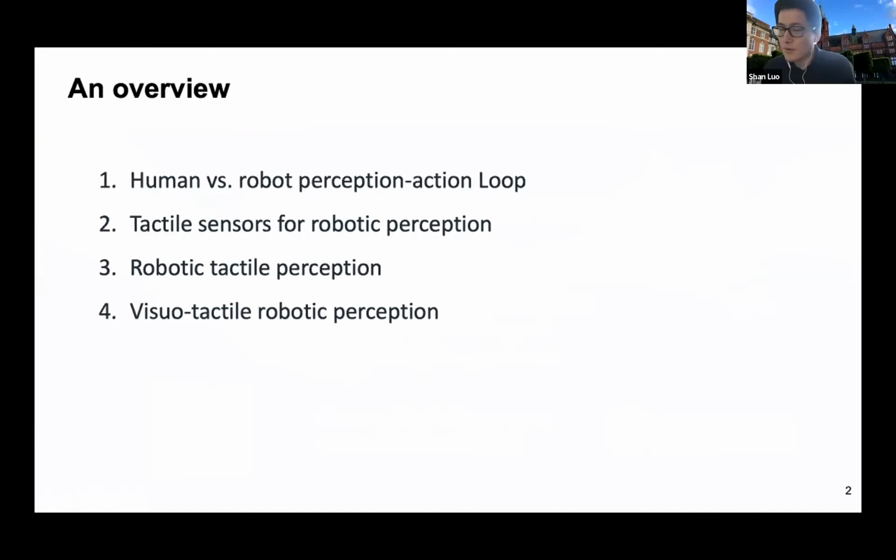So here is an overview of my talk. Firstly, I will talk about the inspirations from human tasks. I will compare the human perception action loop and also robot perception action loop, what we need for this loop, okay? And then I will talk about tactile sensors for robotic perception. Like with humans, we use the sensors to get the data. Next I will talk about how we use the data from tactile sensors for robotic tactile perception. And as the last, I will talk about our latest research on Visuo-Tactile robotic perception.